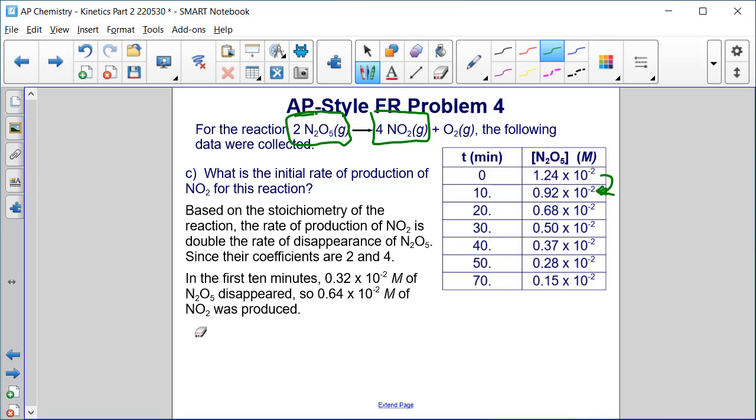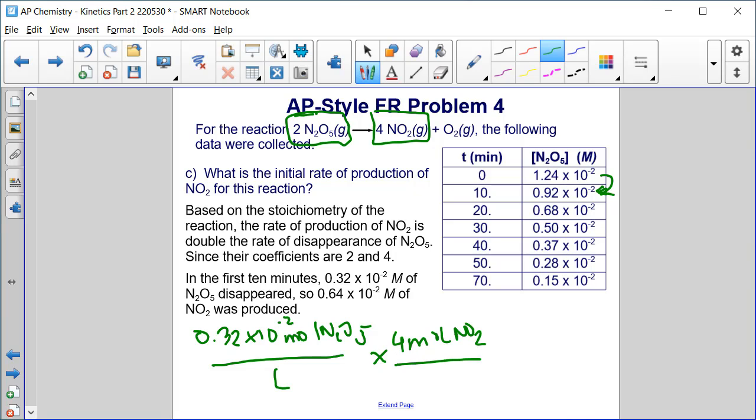Then if 0.32 times 10 to the minus 2 moles of N2O5 per liter is consumed, and 4 moles of NO2 are produced for every 2 moles of N2O5 that are consumed, this would give us... Multiplying by 4 and dividing by 2 is the same as multiplying by 2, right? So 0.64 times 10 to the minus 2 moles per liter, or molarity, of NO2 produced.